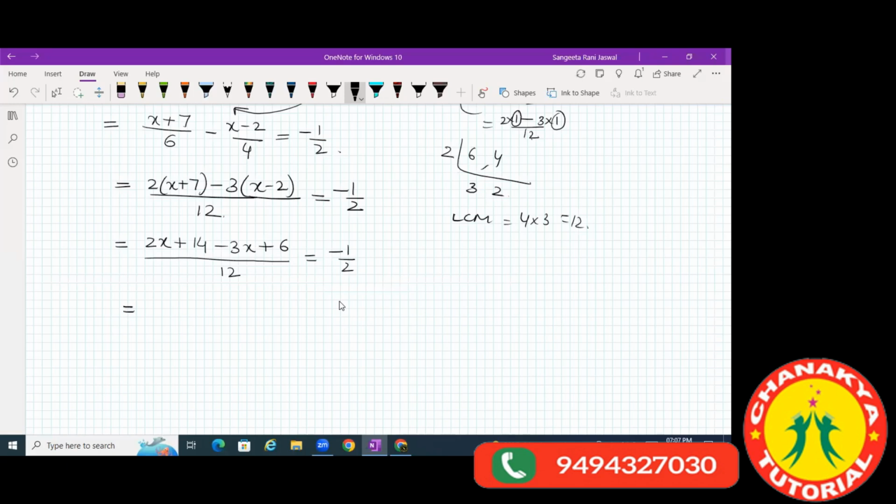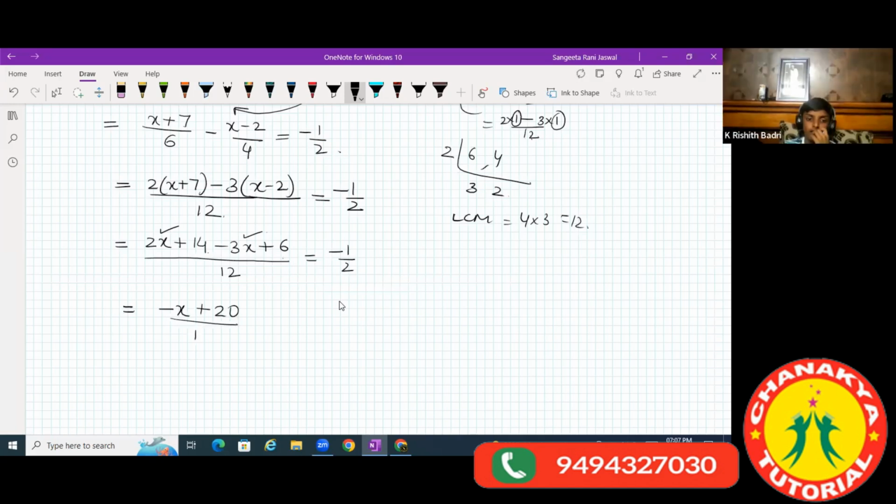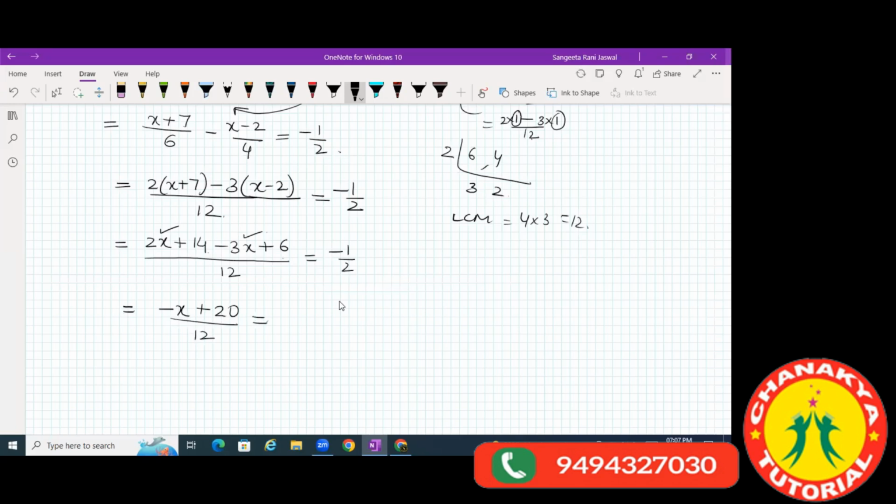So now I have two x terms here, 2x minus 3x. 2x minus 3x will be minus x, 14 plus 6 will be 20. Now it's 12 here, and this side it is minus 1/2 as it is. Right? Now I have these two fraction terms here.